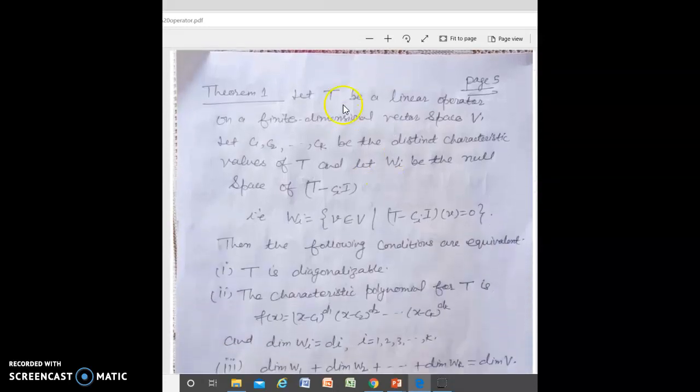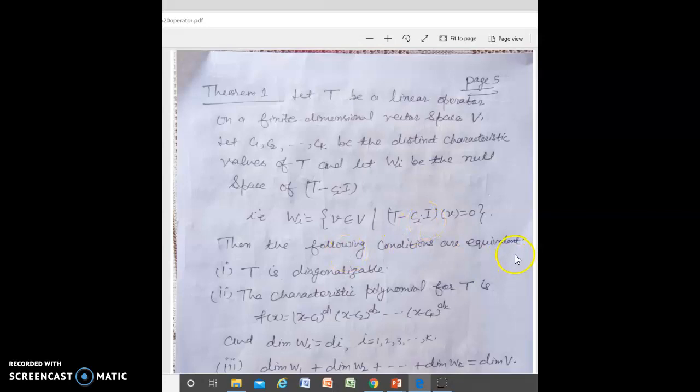Now we have one theorem, and we are writing this theorem without proof. Let T be a linear operator on a finite dimensional vector space V. Let C1, C2, ..., Ck be the distinct characteristic values of T, and let Wi be the null space of T minus Ci. Now the null space of this can be written in this way also: Wi equal to those elements of V such that their image under this comes out to be 0. That is why we say this is the null space of T minus Ci.